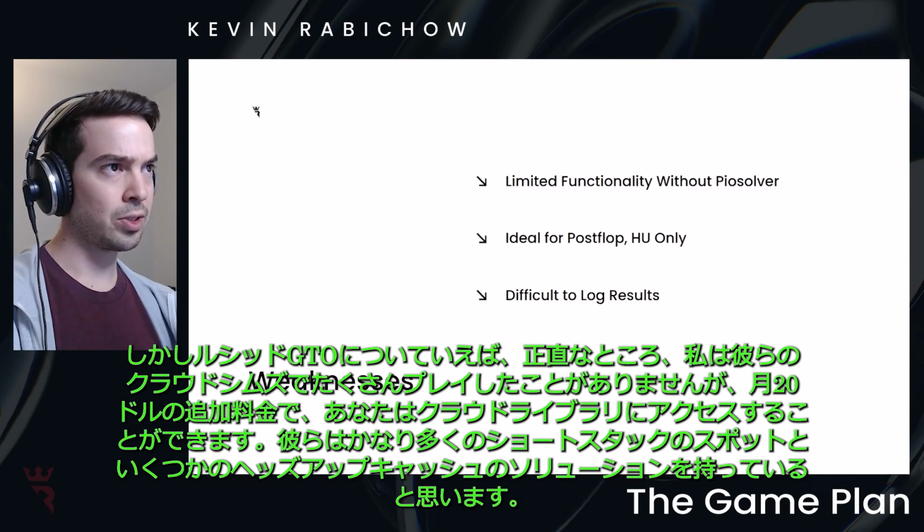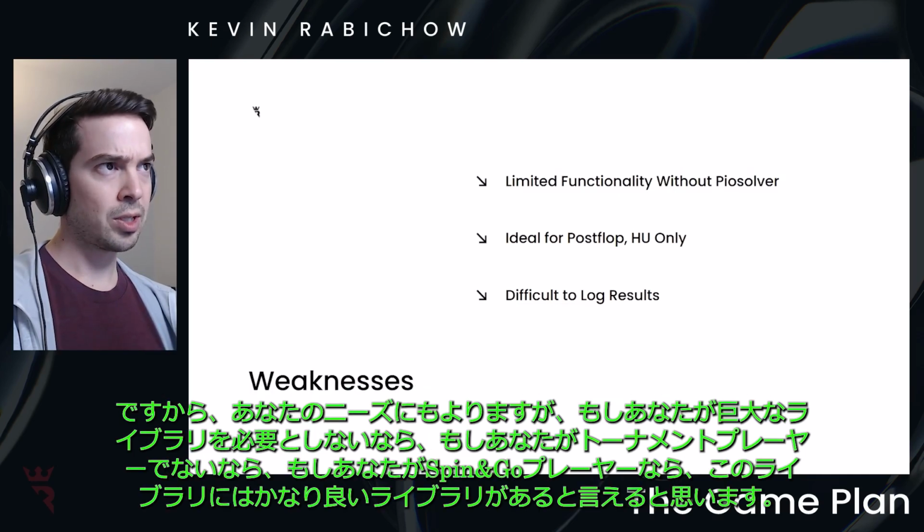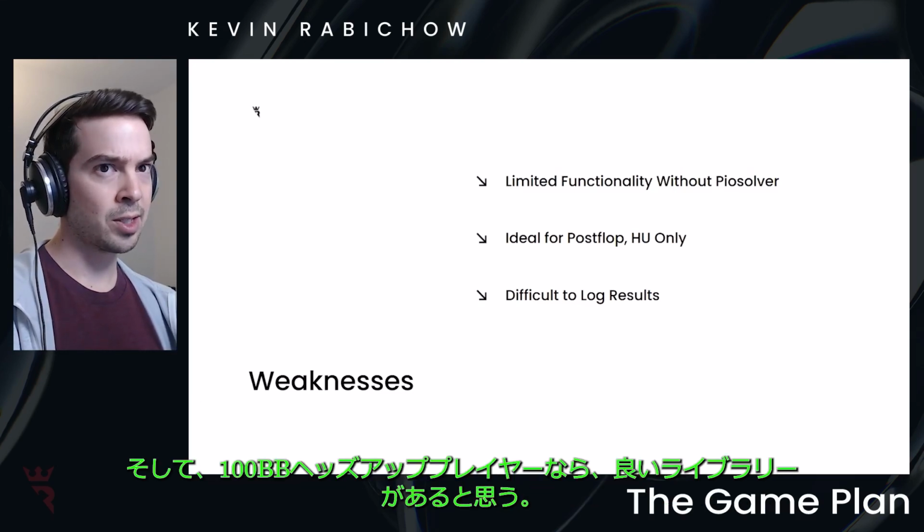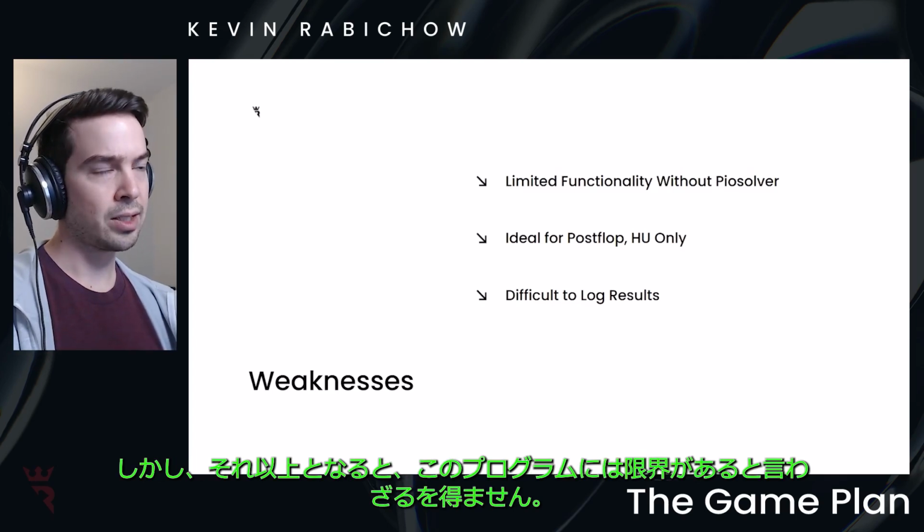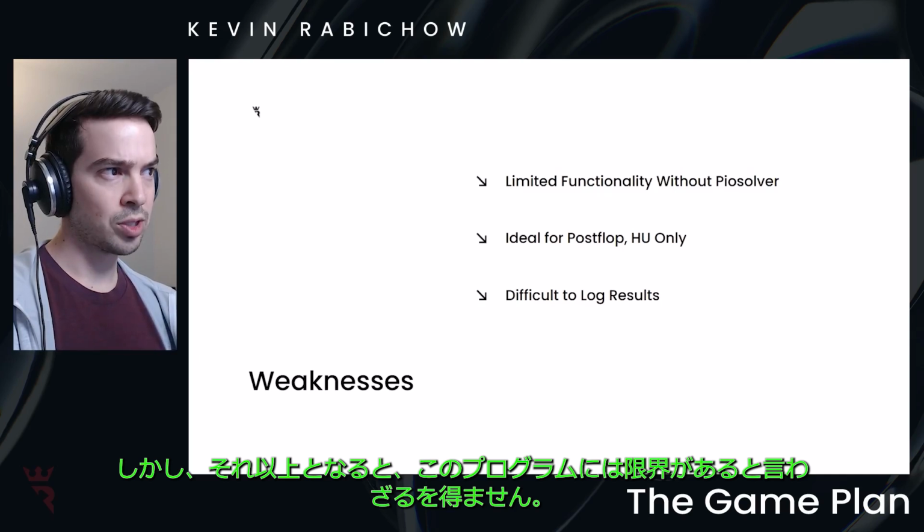But Lucid GTO specifically, to be honest, I haven't played with their cloud sims a whole lot. For an extra $20 a month, you do get access to a cloud library. I think they have quite a lot of short stacking spots and some heads up cash. So depending on what your needs are, perhaps if you don't need a huge library, if you're not a tournament player, if you're a Spin and Go player, I want to say they have a pretty good library for you. And if you're a 100 big blind heads up player, I think they have a good library for you. But anything more than that, and I would say that there's some limitations in this program.